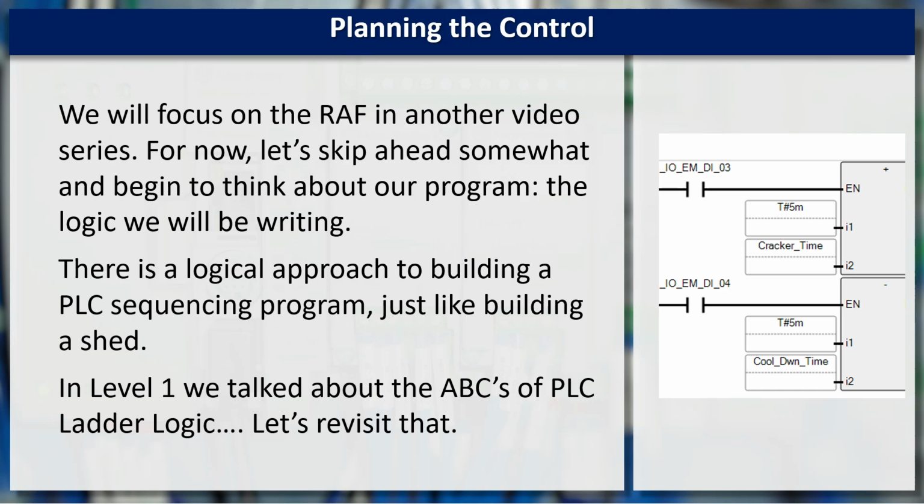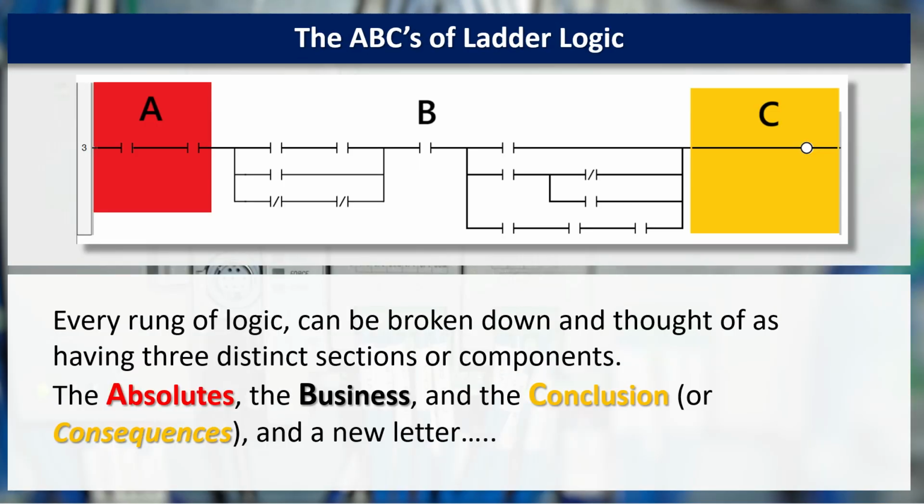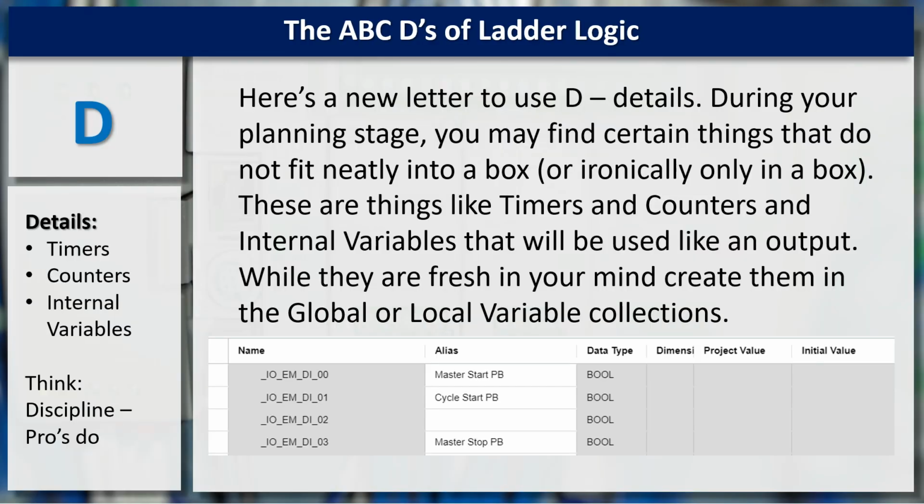In level 1, we talked about the ABCs of PLC ladder logic. Let's revisit that. Every rung of logic can be broken down and thought of as 3 distinct sections or components: the ABCs, the absolutes, the business, and the conclusion, or consequences. And a new letter, the A, B, C, and D's of ladder logic. Here the new letter is D for details.